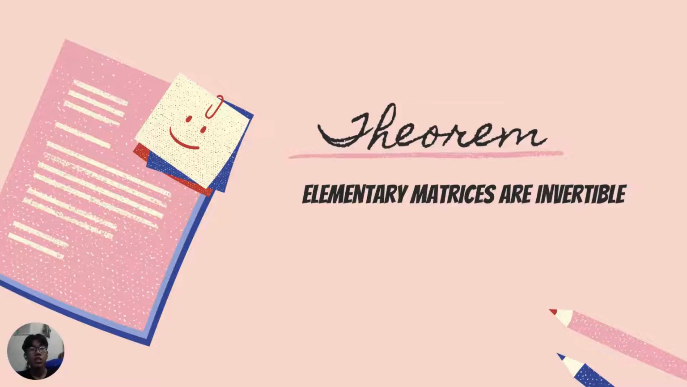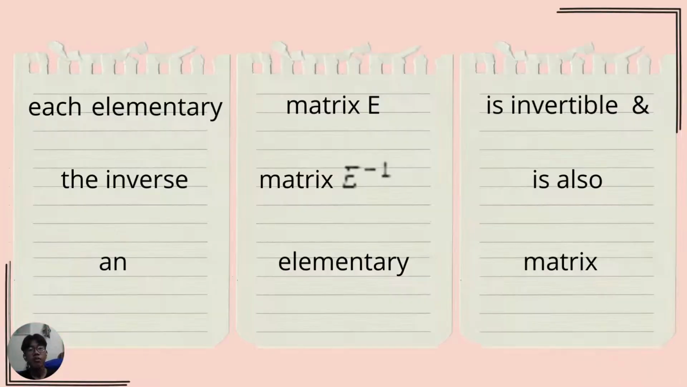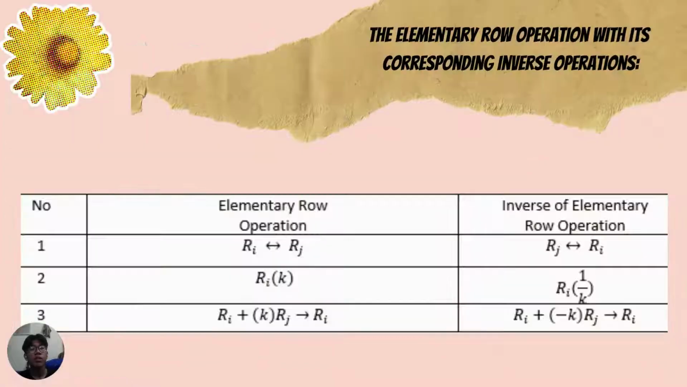Lastly, we're going to look at the theorem: elementary matrices are invertible. Each elementary matrix E is invertible, and the inverse matrix E inverse is also an elementary matrix. So the elementary operations with their corresponding inverse operations are represented in the table below.